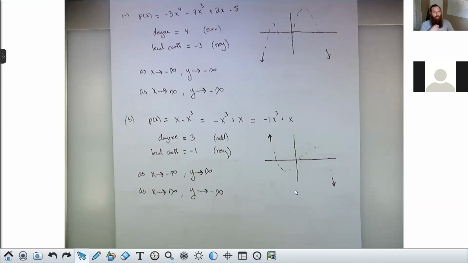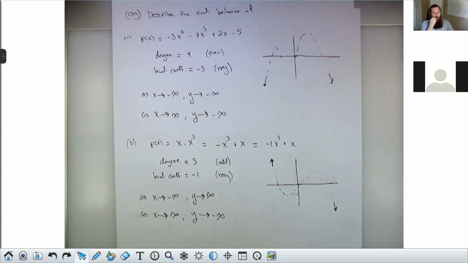Any questions on the games we played here? Any uncertainty about how I drew those pictures or wrote down those goes-to notation bits? Okay then.